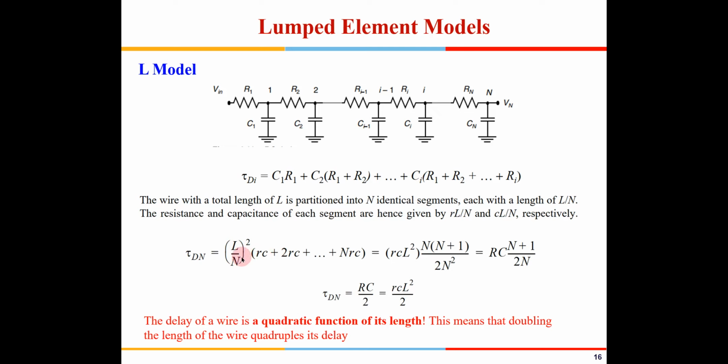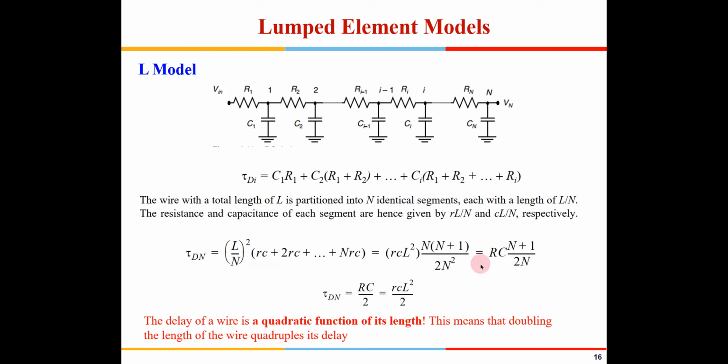So if you do that, you can bring out this L and C for R and C out here. This is not an important equation. The only thing which we need to remember here, the takeaway, is that it becomes L square. That means the delay of the wire is a quadratic function of its length, because if you keep increasing the length, not only the resistance increases, but the capacitance also increases.